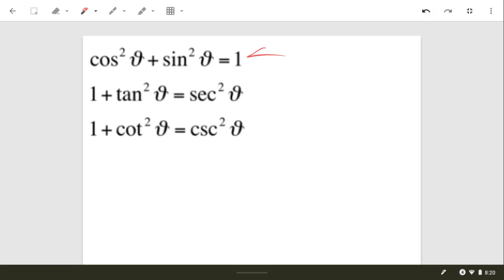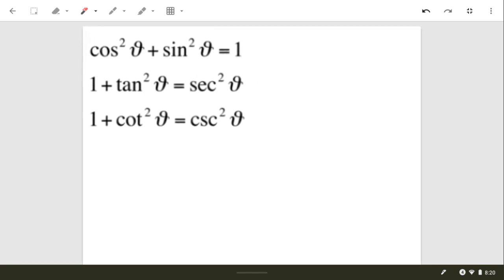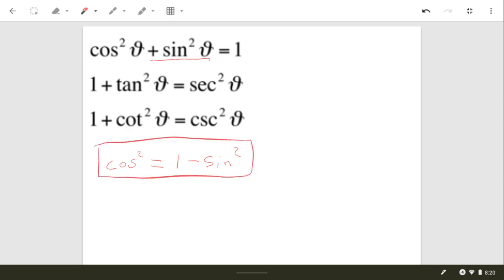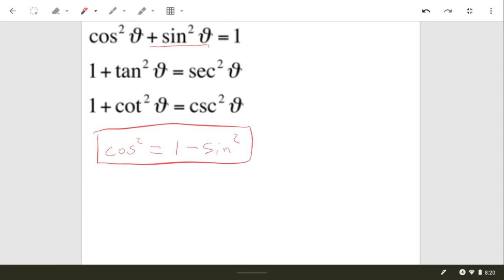Okay. So they give us cosine squared plus sine squared is equal to 1. If I move the sine squared over to the right side, I'm going to be able to get cosine squared by itself, and that's equal to 1 minus sine squared. Bam.